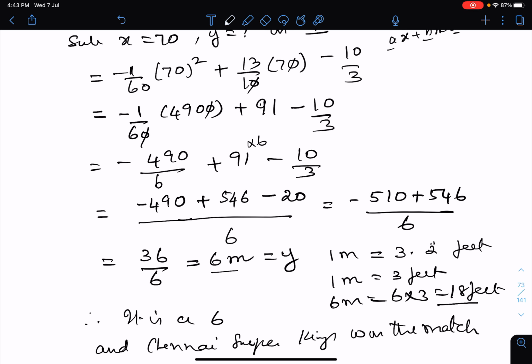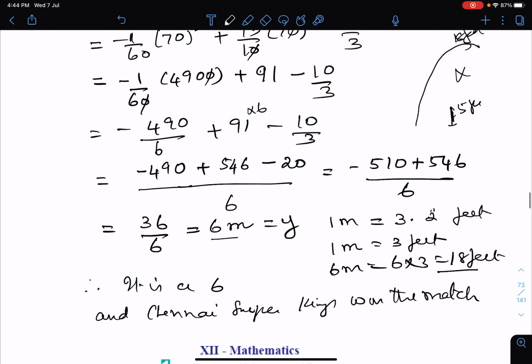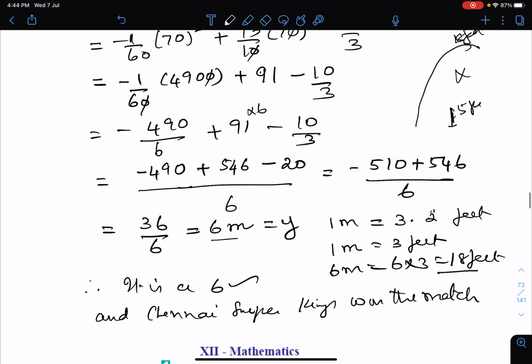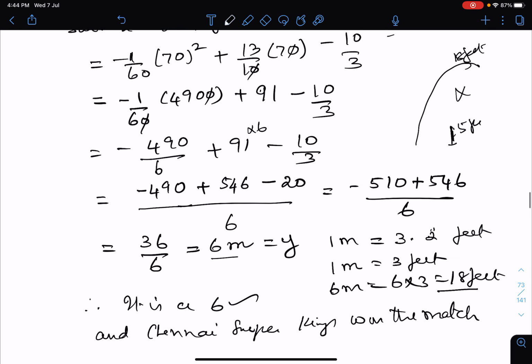So, the height of the ball is going to be 18 feet. A fielder is standing here at the boundary. He is only about 5 feet. Can he catch a ball at 18 feet? No, he cannot catch this ball. Therefore, it is going to drop in the pavilion somewhere, and therefore it is a 6. And we can declare that Chennai Super Kings won the match.